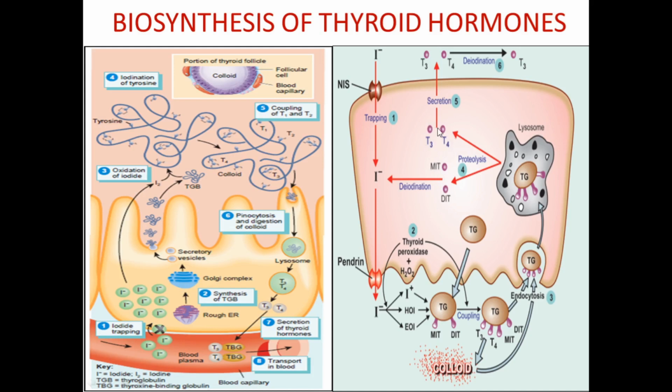With the T3 and T4, they are also releasing MIT and DIT, and these MIT and DIT will release the iodine, and that iodine will be reutilized. So after that, the next step is secretion.